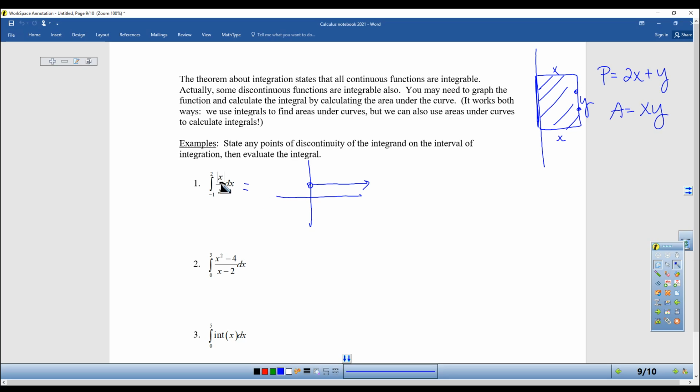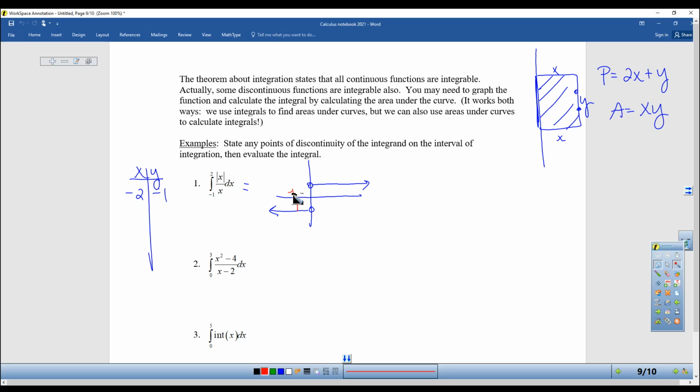But if x is negative, then it would make it positive. So if x was, say, -2, the absolute value of -2 is 2, but divided by -2 would give you -1. So this graph looks like this. This is not continuous. It doesn't have a derivative here, but you can do the integral.